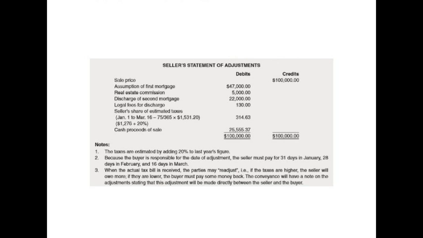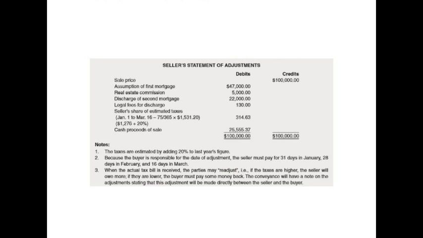Notes: number 1, the taxes are estimated by adding 20% to last year's figures. Note 2, because the buyer is responsible for the date of adjustment, the seller must pay 31 days in January, 28 days in February, and 16 days in March. Or they could just use the timeanddate.com website calculator.